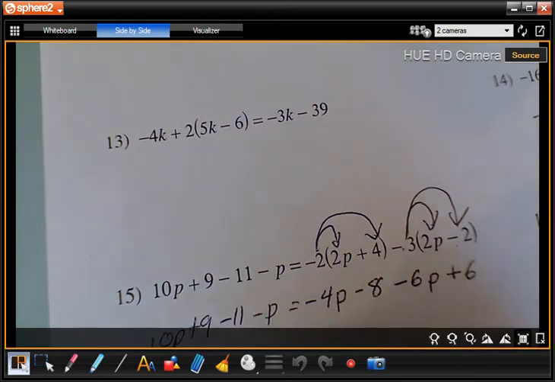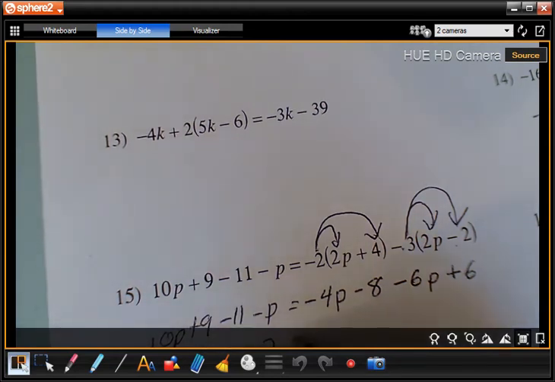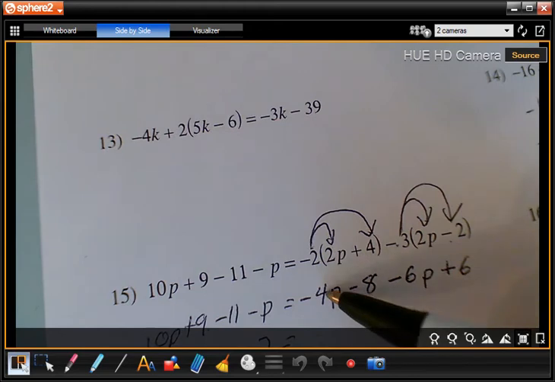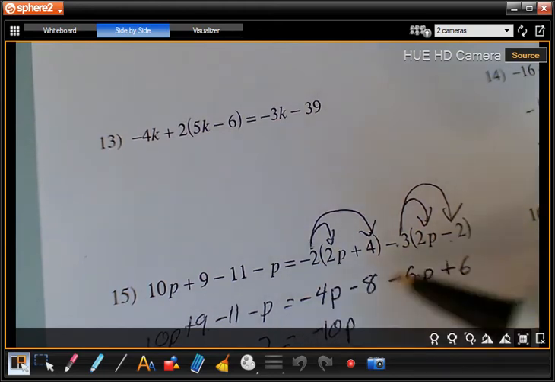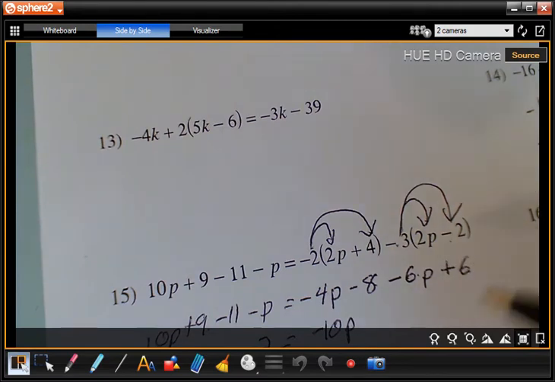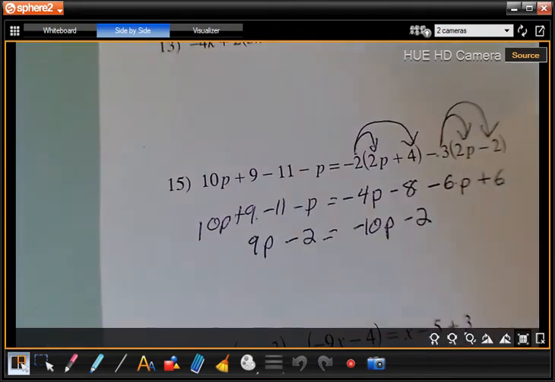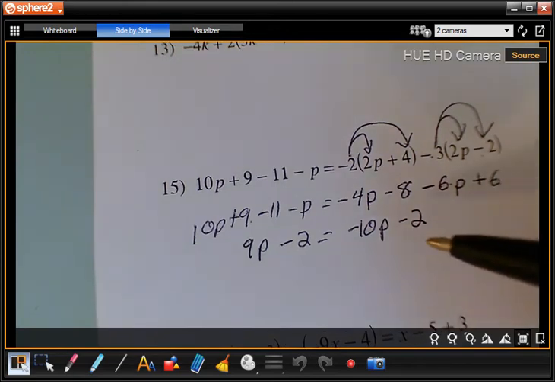Now I'm going to combine all the like terms I see. So I've got 10p minus p gives me 9p. I've got 9 minus 11 gives me negative 2. Over here, I've got negative 4p and negative 6p, which gives me negative 10p. And then I've got negative 8 and positive 6, which gives me a negative 2.